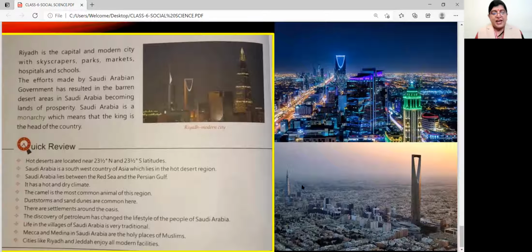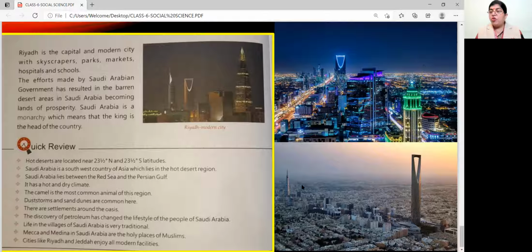It is a hot and dry climate. The camel is the most important animal, known as the ship of the desert. Others are sheep and goats. Dust storms and sand dunes are very common here. Then there are settlements around the oasis. Why? Because water is found there.